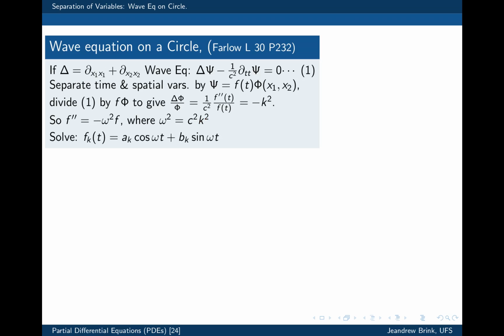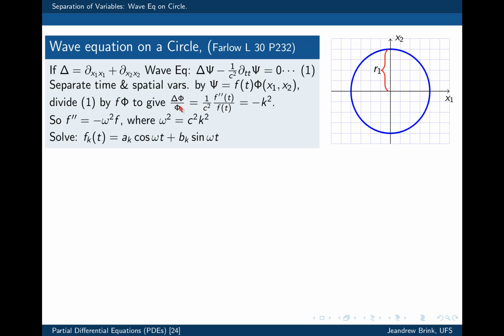And the general solution to this is you have your two independent solutions. It's basically a_k cos omega t plus b_k sin omega t. Okay, so we solved the time part, and we did that previously as well. What we're going to do today is look at the second part over here, which is Helmholtz's equation.